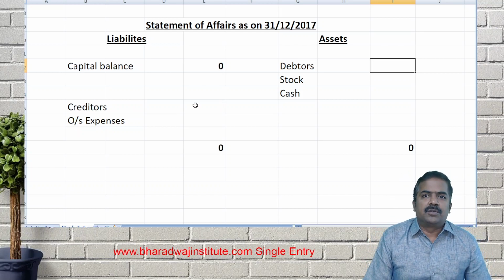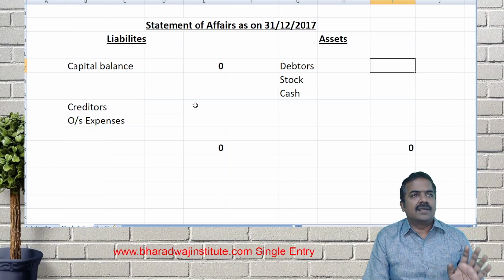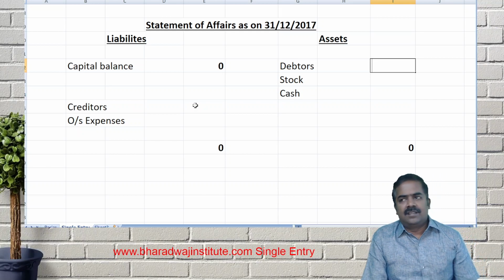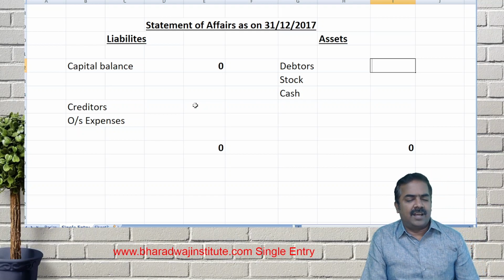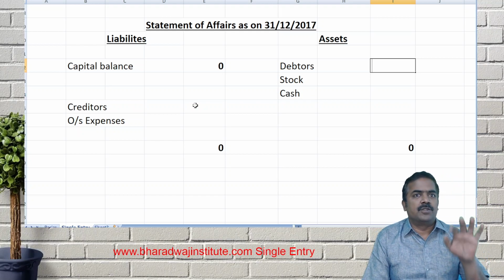On 31-12-2017, record only the assets and liabilities existing on that date. Anything before that, we would have repaid; please ignore it. And we would have purchased some assets, which should be included.